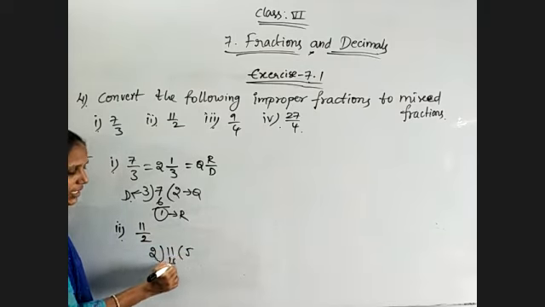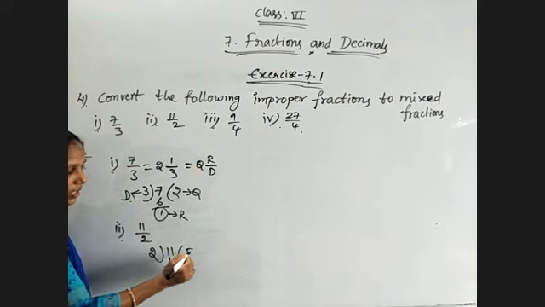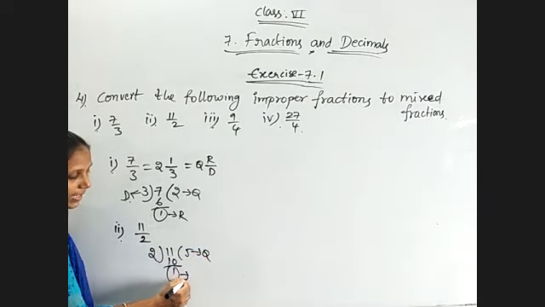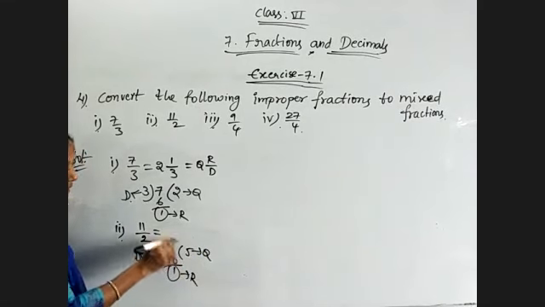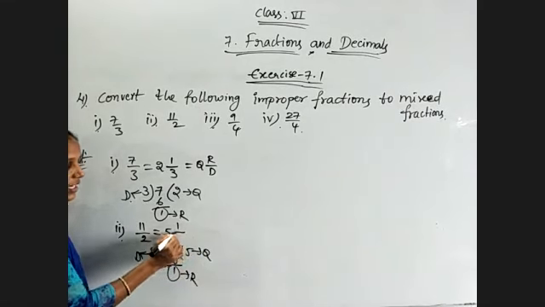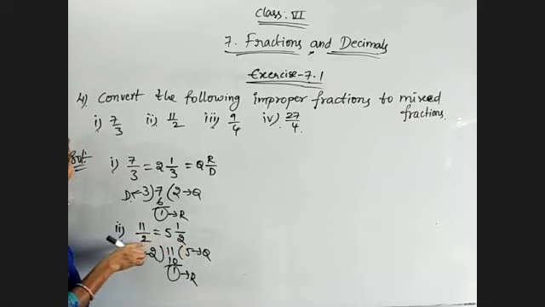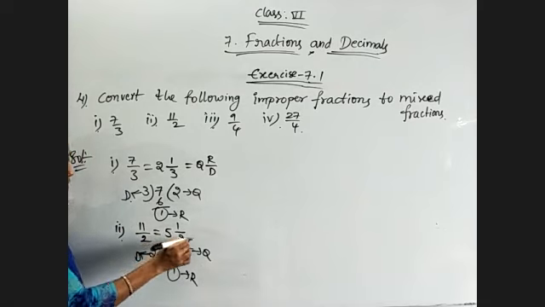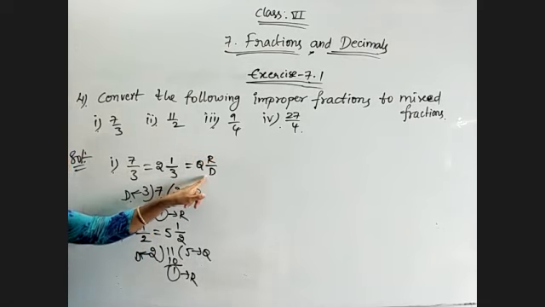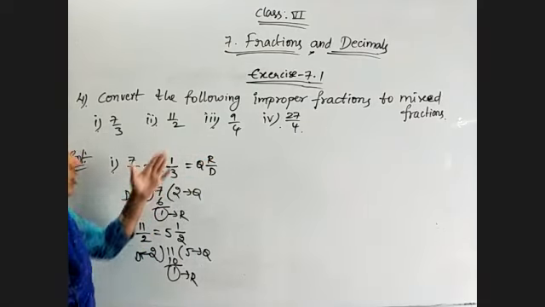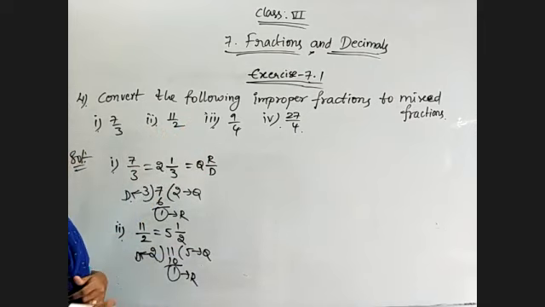We will see. 2 5s are 10. Remainder is 1. Quotient is 5. Remainder is 1. Divisor is 2. So we will get quotient as 5, remainder is 1, divisor is 2. See, after the conversion also we are getting the same number. Quotient remainder by divisor. So remember this. Okay. Like that only we must do for the remaining questions also.